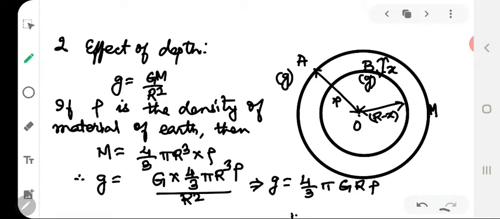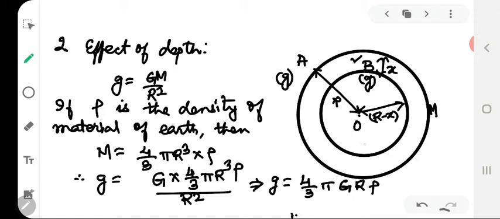Now if G dash, as I have marked in the diagram at point B, is the acceleration due to gravity at point B at a depth x below the surface of Earth. A body at point B will experience force only due to the portion of the Earth of radius r minus x. The outer spherical shell whose thickness is x will not exert any force on the body at point B.